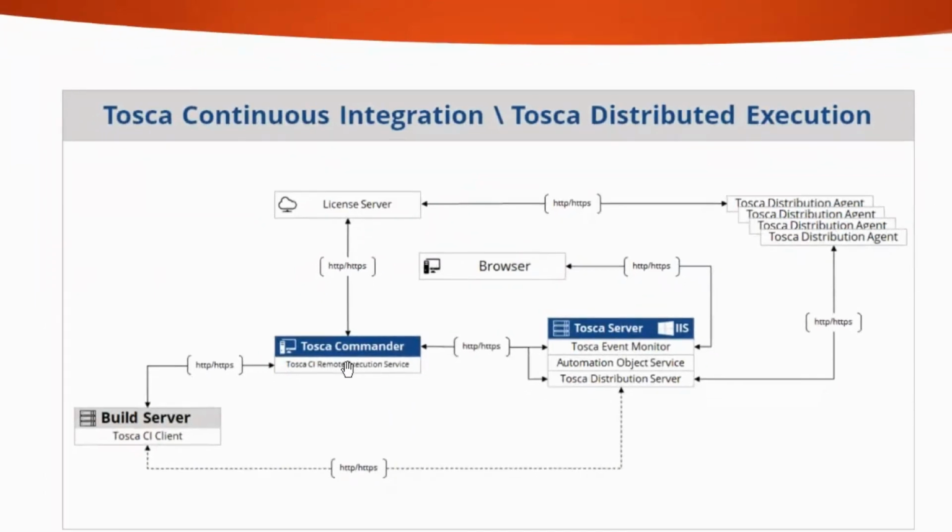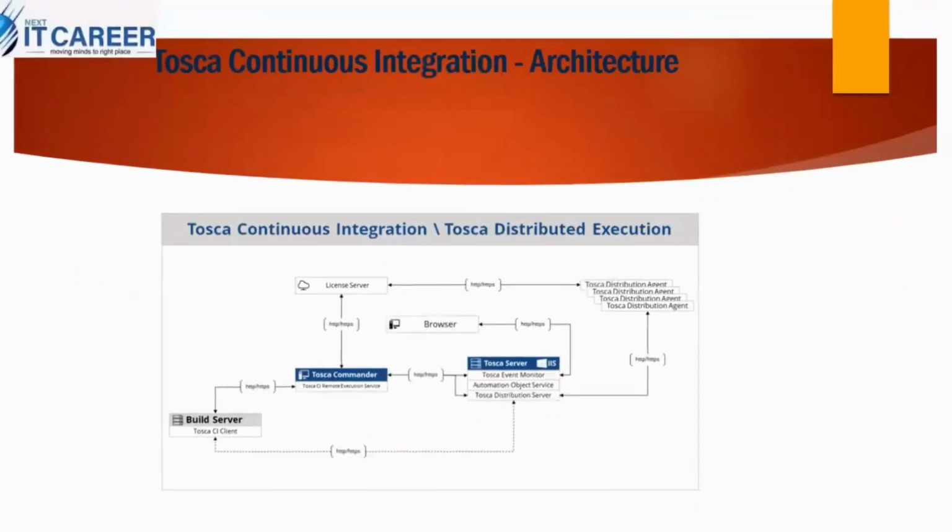So in this Tosca Commander, to do the execution, we must have a build server like the Tosca server and license activation. If these two are available, then we can trigger our executions to the DEX agent. So these are the distributed agents. I will explain this one as a live topic. Don't worry about this. Okay.